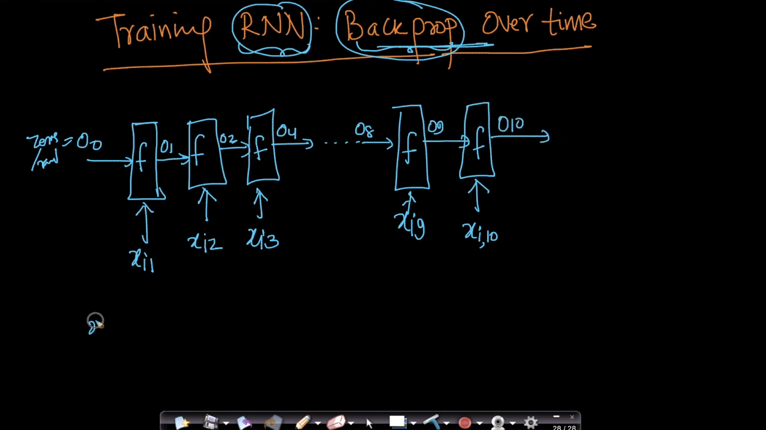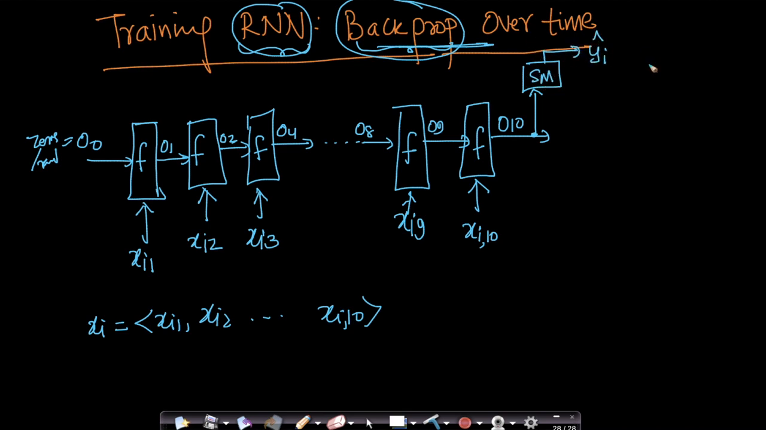So let's assume my xi is xi1, xi2, so on, up to xi10. And of course my O10, I will take it up here, and I have a softmax layer which creates my yi hat. Let's look at all the weights that I have. I have weight w here, the same weight at different time steps. I have my w dash here, same w dash, just repeating itself, and my w double dash here. And this is my time axis. Let's not forget that. This is my time axis.